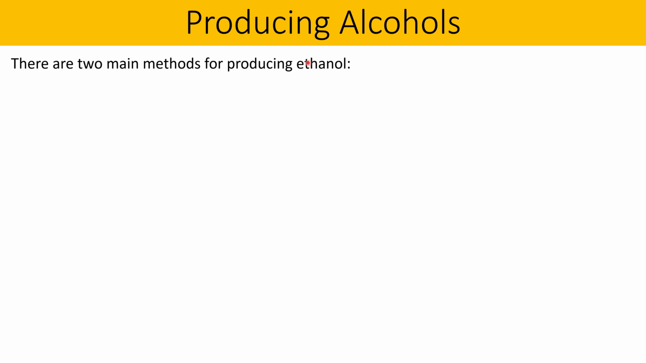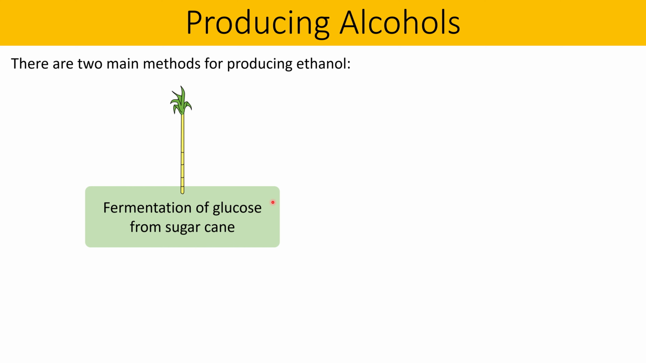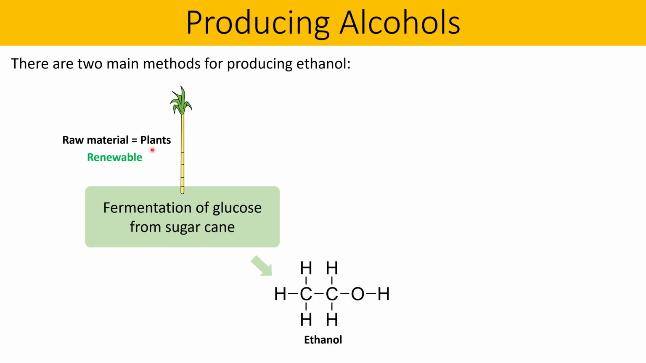Now let's have a look at how we produce alcohols. There are two methods for producing ethanol in particular, which is the one we're going to focus on. The first method of producing ethanol we've already described partially. It's the fermentation of glucose which comes from sugarcane. This will produce ethanol. And the raw material for this process is sugarcane, which is a plant. And a key advantage of that is that it's a renewable process, in that plants can be regrown, so we're never going to run out of our raw material.